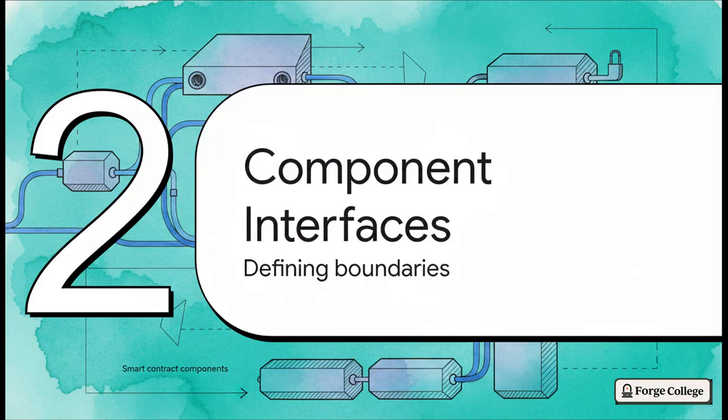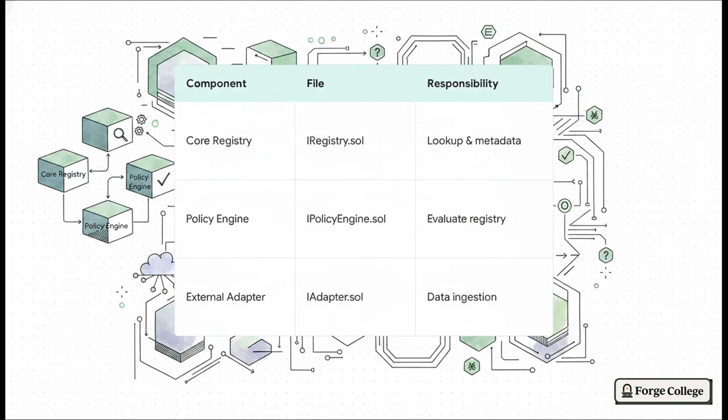Moving on to section 2, defining component interfaces. This is where we define our boundaries. So to lay down our wiring, we need actual blueprints. As you can see, we have 3 main components here, and each one gets a dedicated interface file. The core registry maps to IRegistry.sol for lookup and metadata. The policy engine gets IPolicyEngine.sol to evaluate registry pointers, and the external adapter uses IAdapter.sol for data ingestion hooks. This canonical mapping basically acts as the bridge between your diagrams and reality.